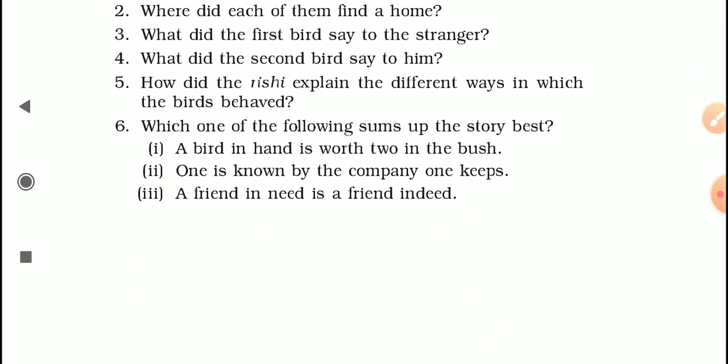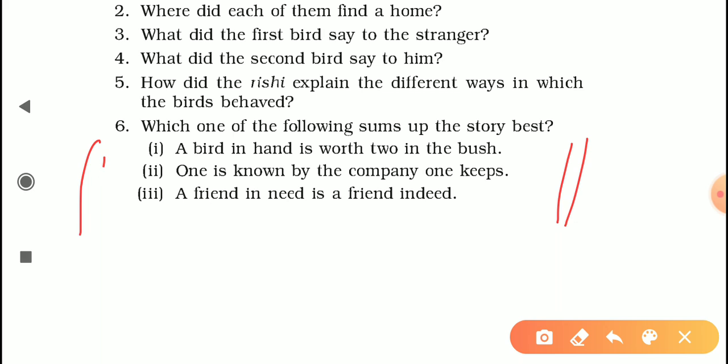Which one of the following sums up the story best? I am not going to tell you the answer. Here, see, there are three options. What you have to do is choose the correct answer. The correct answer is given inside the story, and I have told you in the beginning of the story that this is a fable and there is a lesson. So you will have to find this lesson, which will be the answer to the sixth question.